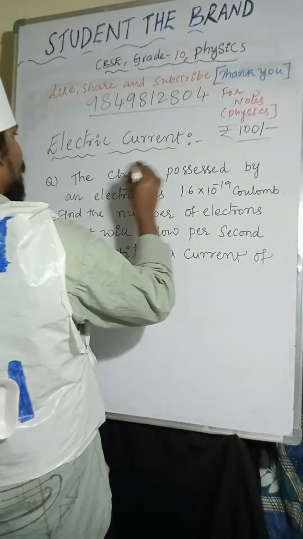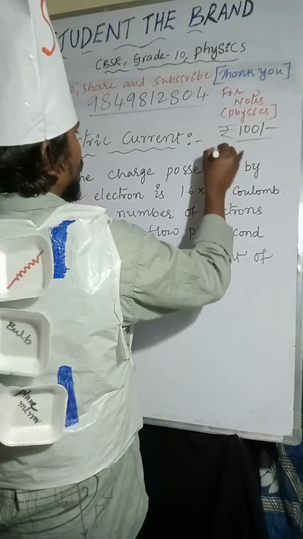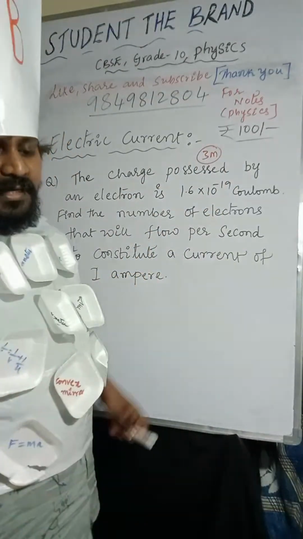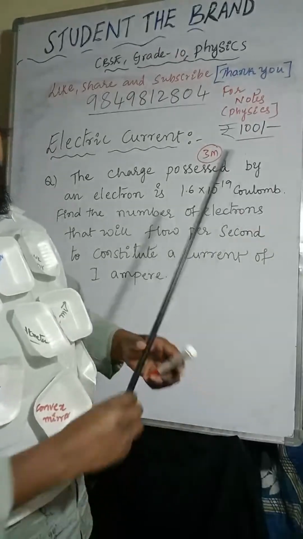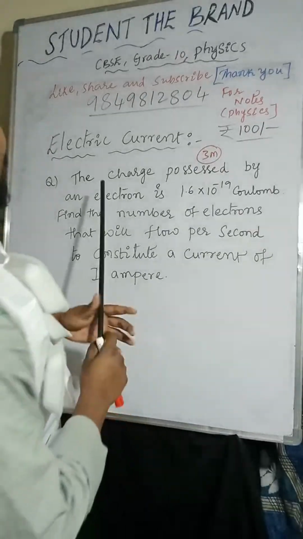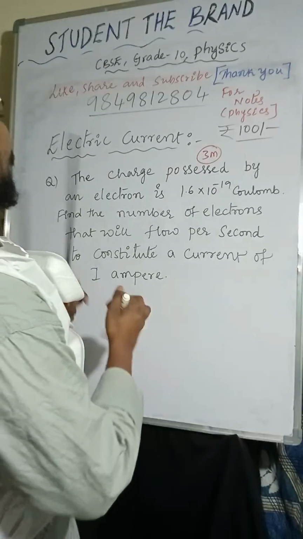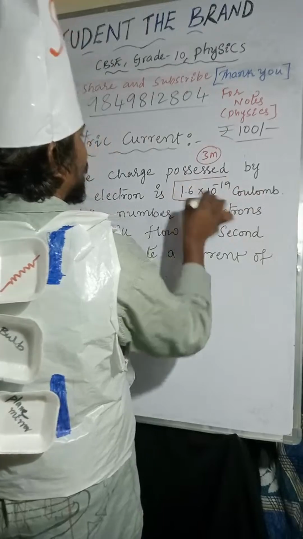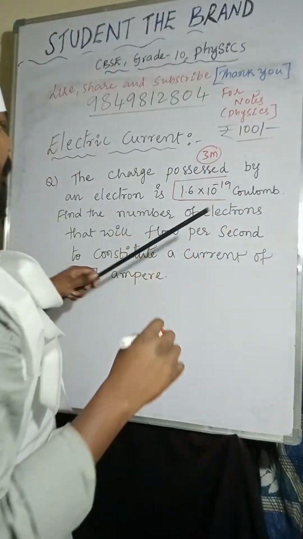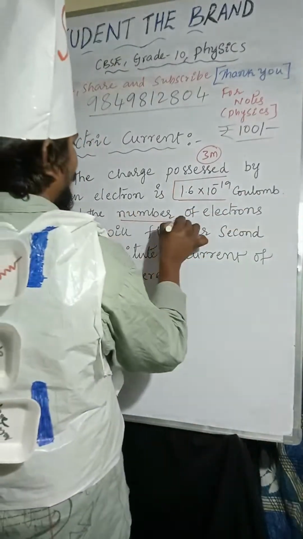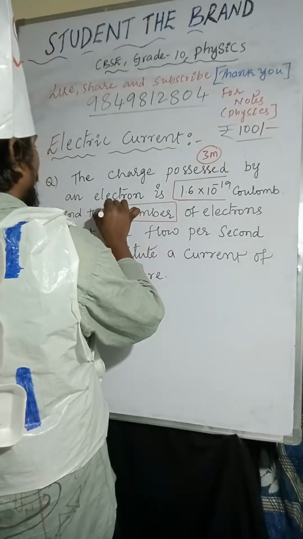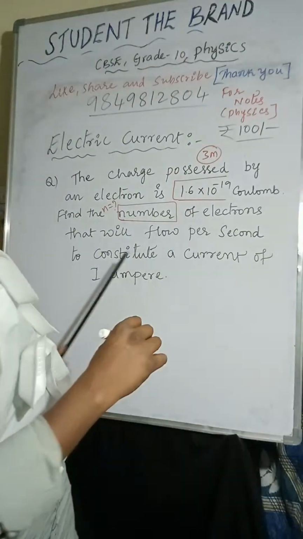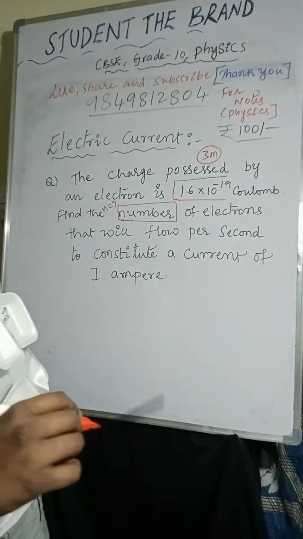3 marks question. The charge possessed. Here you need to understand one thing. You have to underline the charge possessed by an electron. Find the number of electrons, N, that will flow per second to constitute a current of 1 ampere.